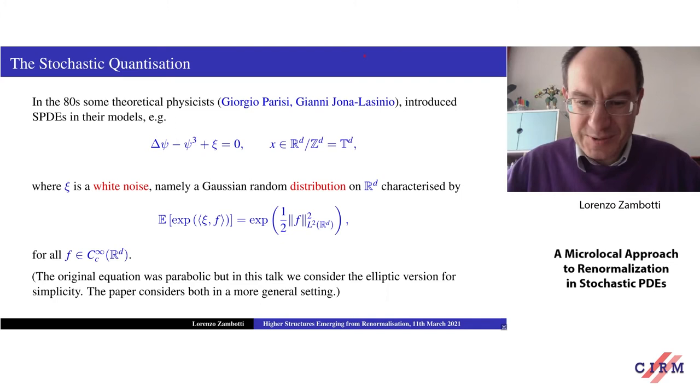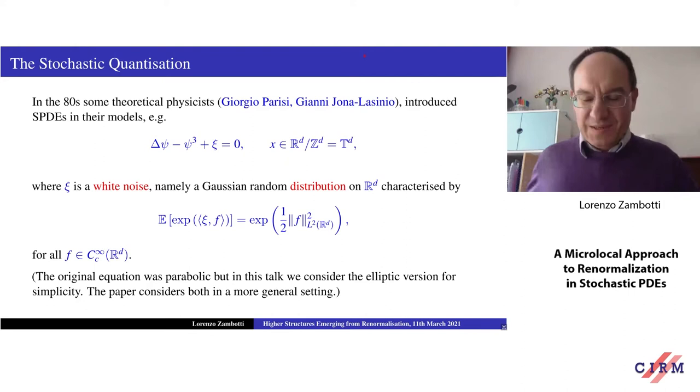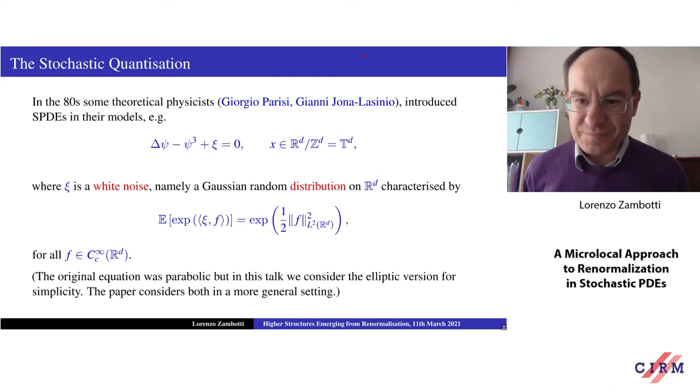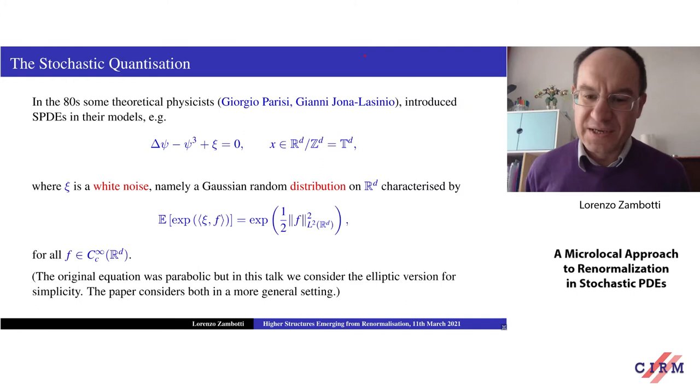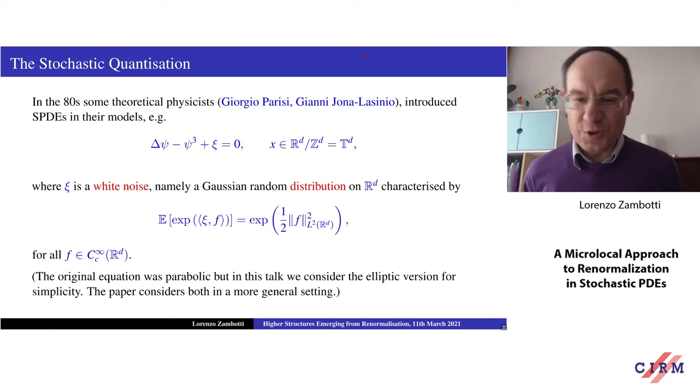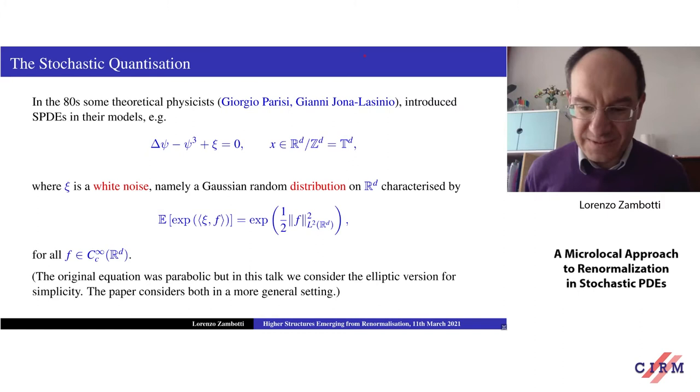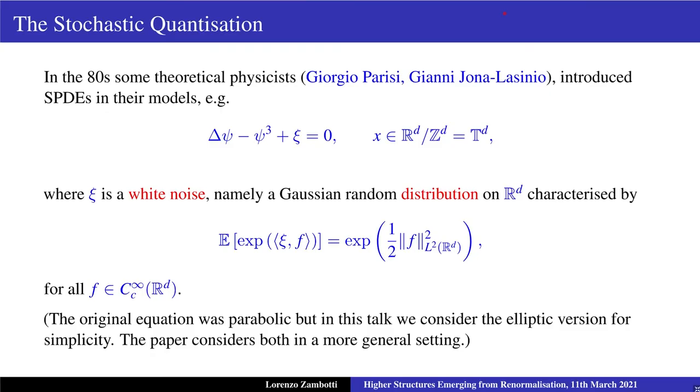I mentioned this literature of the 70s. In fact, in the 80s, some theoretical physicists like Giorgio Parisi, Gianni Jona-Lasinio, and others started to use SPDEs in their models for quantum field theory. And so the one we know maybe best is this phi-4-d model, where you have a white noise xi, which is a Gaussian random distribution on R^d, characterized by, for example, this Laplace transform. Of course, usually we discuss rather the parabolic equation, but for some reasons, for example, because you can avoid the parabolic scaling, the elliptic version is also a good starting point.